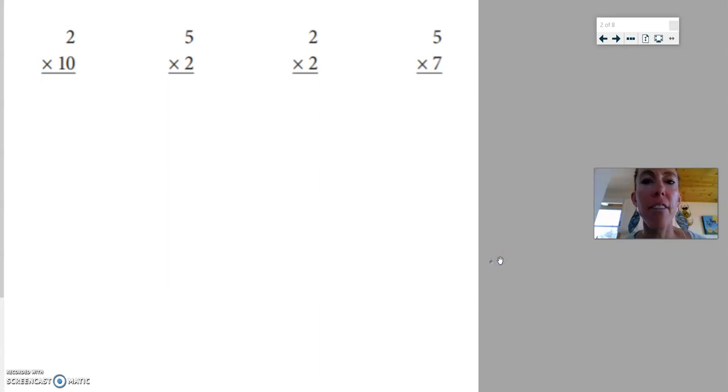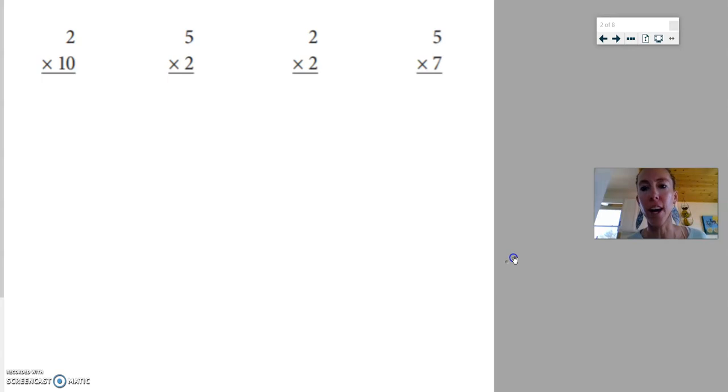5 times 7. Oh no, there's not a factor of 2. What are you gonna do? Oh, but there's a factor of 5. So we can think in 5s. We could even look at a clock. And that 7 represents what minute? Because it's not 30. 5, 10, 15, 20, 25, 30, 35. There it is, 35. Okay, moving on.